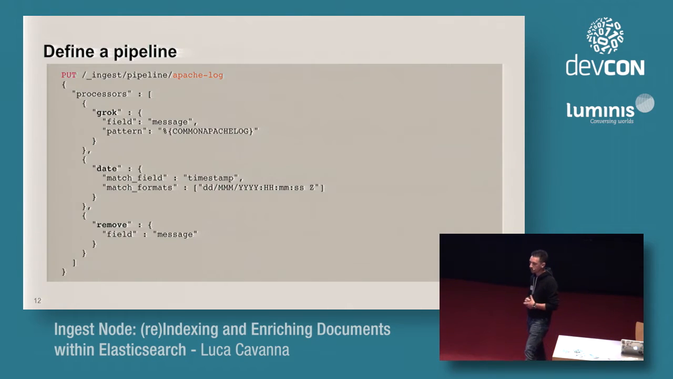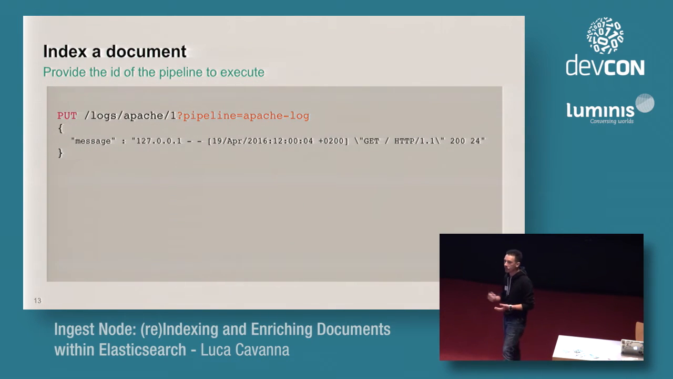How do we define a pipeline? This is an API that's storing a pipeline within Elasticsearch. It's just composed of a set of processors that will be executed in order. And if you are already familiar with Logstash, you may already be familiar with some of the processors that we'll go through later. Every processor has a name and some options that it can support, depending on the processor.